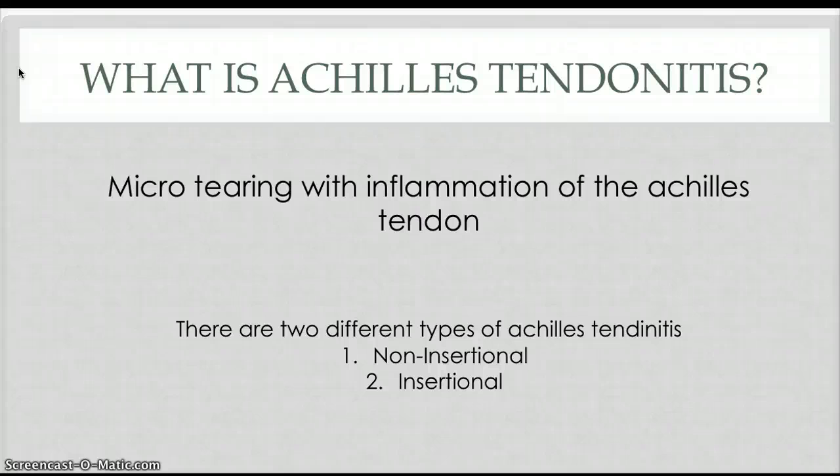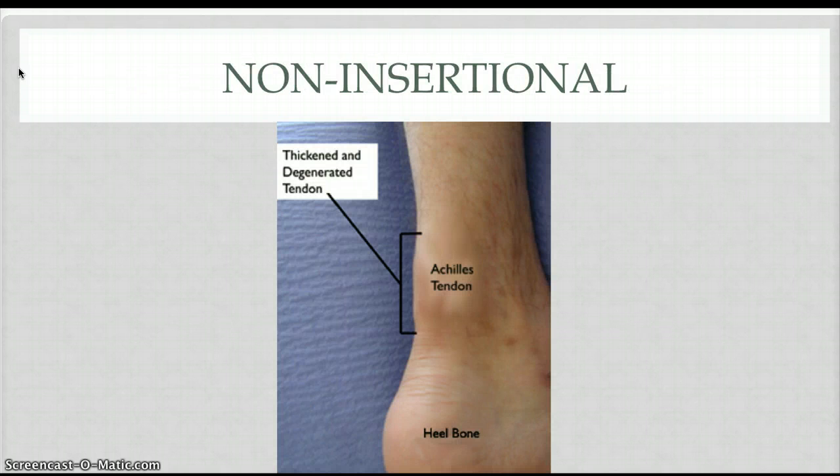So what is Achilles tendonitis? Simply defined, tendonitis is the inflammation of a tendon. Inflammation is the body's natural response to injury or disease and often causes swelling, pain, or irritation. There are two types of Achilles tendonitis based upon which part of the tendon is inflamed.